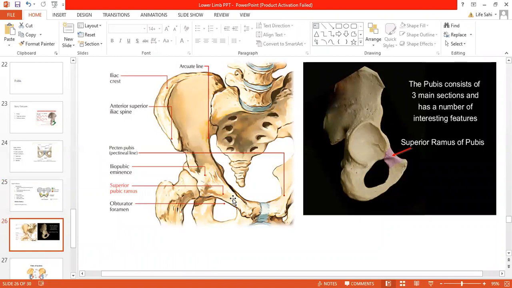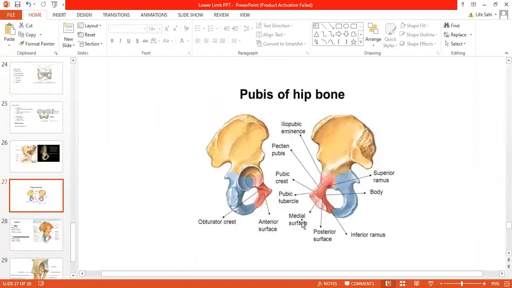Next, we have the pelvic surface. Pelvic surface is the one that lies between the superior and inferior borders. So this is the pelvic surface. Pelvic surface, again, as the name indicates, is the surface that faces the pelvis, and it is relatively a smoother surface as compared to other surfaces.